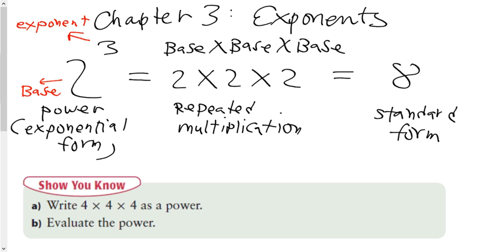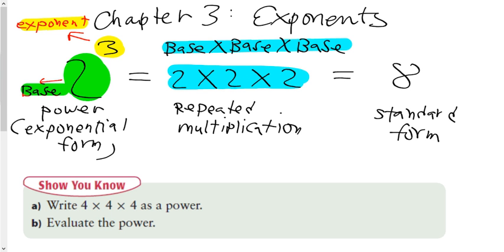So we have some vocabulary here. I'll just take my highlighter out. Again, we have an exponent. We have a base. We have what the exponential form means, and how it looks in repeated multiplication. And finally, we have standard form, okay? So all of these things here are just your basic vocabulary for exponents, pretty straightforward. Any questions on that part?